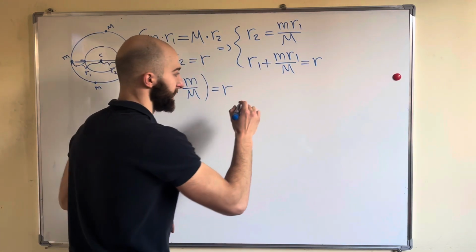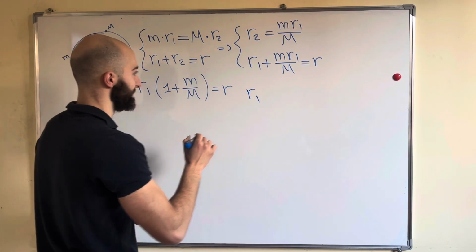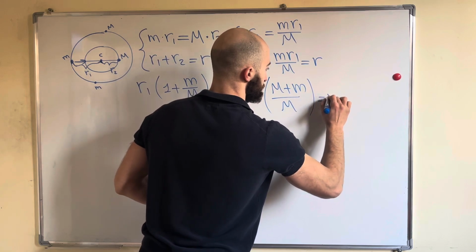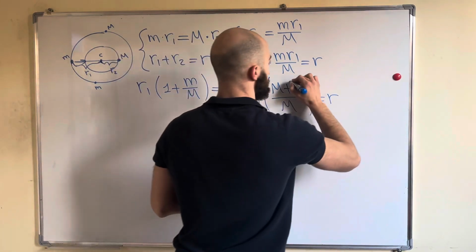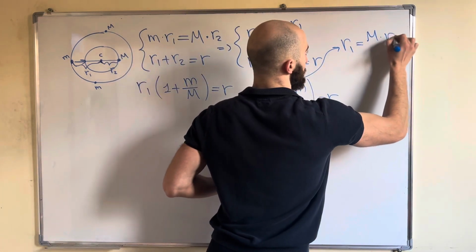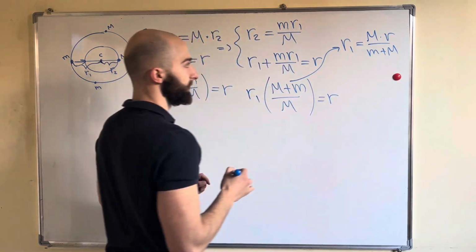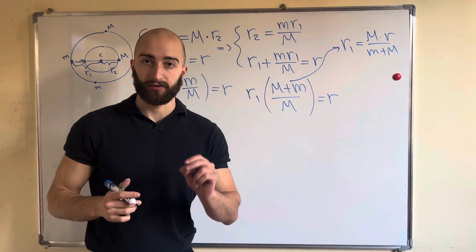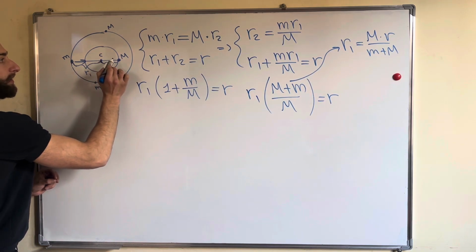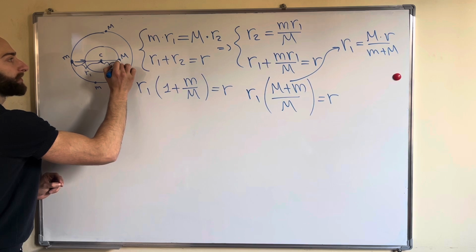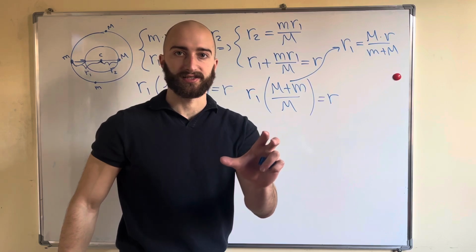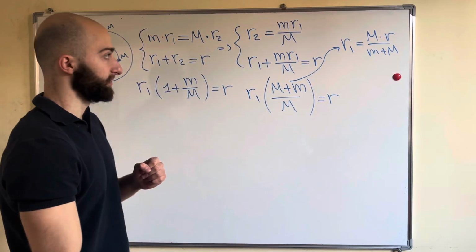Let's simplify it one more time, and we will get R1 times (M plus m) over M is R, and we get the final result. Let's write it there: R1 will be M times R over the sum of the masses. It's an interesting result: the distance from one star to the center of mass is the mass of the other star times the whole distance divided by the sum of the masses.